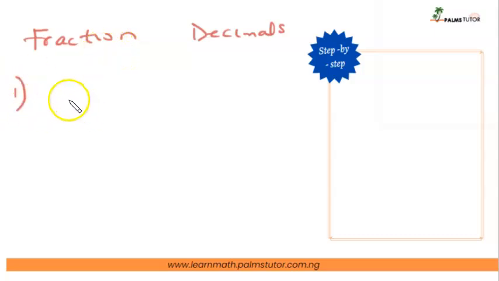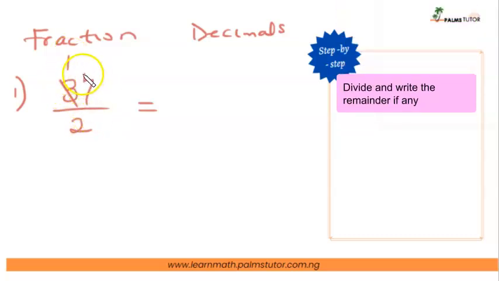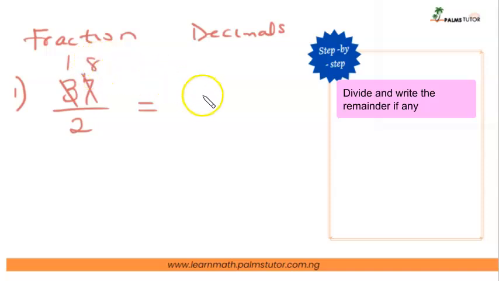For example, I have 37 divided by, let's say, 2. So how do we leave this answer? 2 goes into 3 once, then we have 1 remainder. 2 goes into 17 eight times, so you have 18, remainder 1. We usually don't leave answers like this. You hardly see it this way, right?